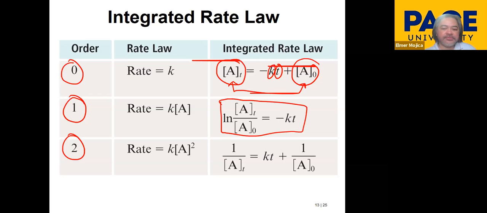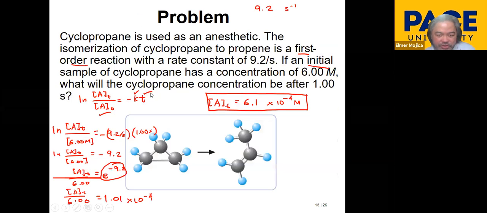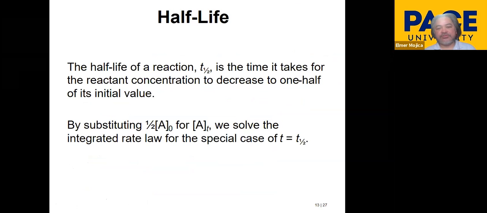So if it's the first order, as the one that is mentioned here, you have to use the first order equation. And then the next thing that you're going to do is, what are the information that are given? It just happened here that you're given k, you're given t, you're given the initial A0. So the one that you're looking for is A of t. Now, corresponding to this integrated rate law is the so-called half-life.